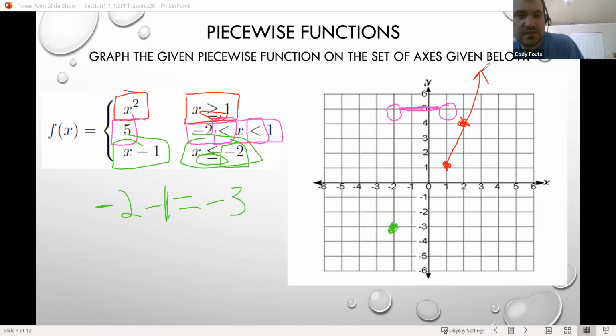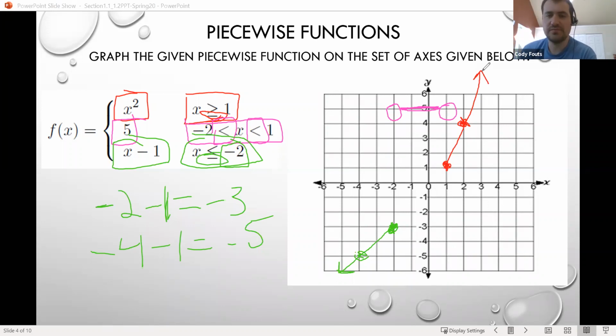And then it's a line. So maybe I'll just put in another point less than or equal to -2. So maybe -4 minus 1 gives us -5. So I know when I input -4, I get an output of -5. And I'll connect those dots like this. Okay, and again, put an arrow because the graph continues on forever and ever. So I know it's a little sloppy over there on the right, but the red, purple, and then the green graphs, those together are a graph of our piecewise function.